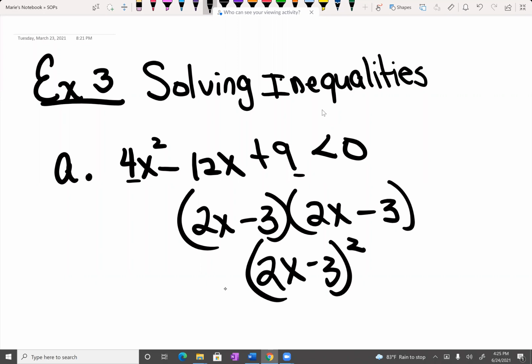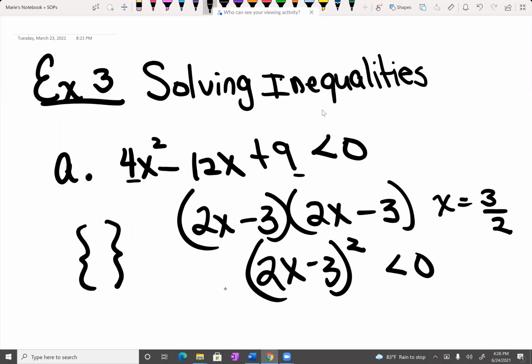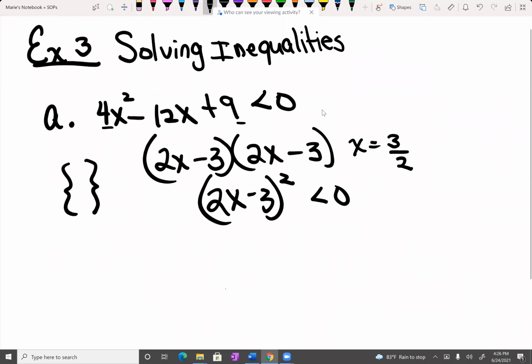And according to this, it has to be less than 0. But if I solve for either of these, I'm going to get x is equal to positive 3 over 2. So there is no solution for this one in terms of its actual coefficient.